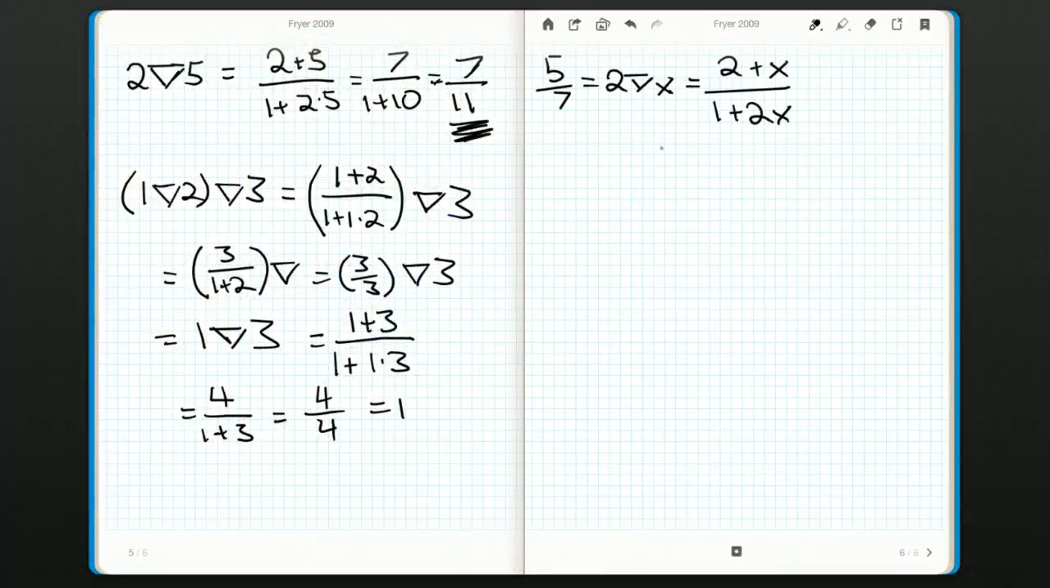Okay, so if we want to solve these, we multiply through by 7 times 1 plus 2x, so we get the 1 plus 2x on this side. 7 comes up here on this side.